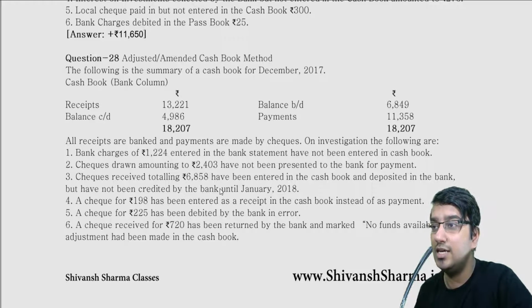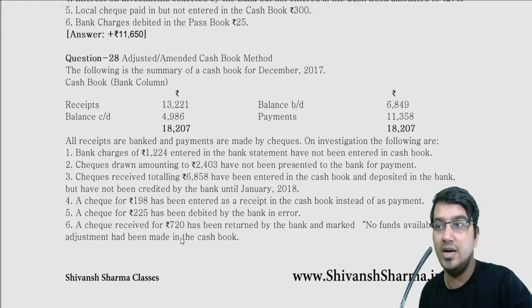A check of this has been entered as receipt in the cash book instead of payment, our mistake. Okay, a check of 225 has been debited by bank. So this is bank's mistake, so we'll correct it in BRS, not here. A check received of 720 has been returned and it is said basically there was no funds available. In short, it is saying dishonoured, and since it is dishonouring, we should have checked our customer's credibility.